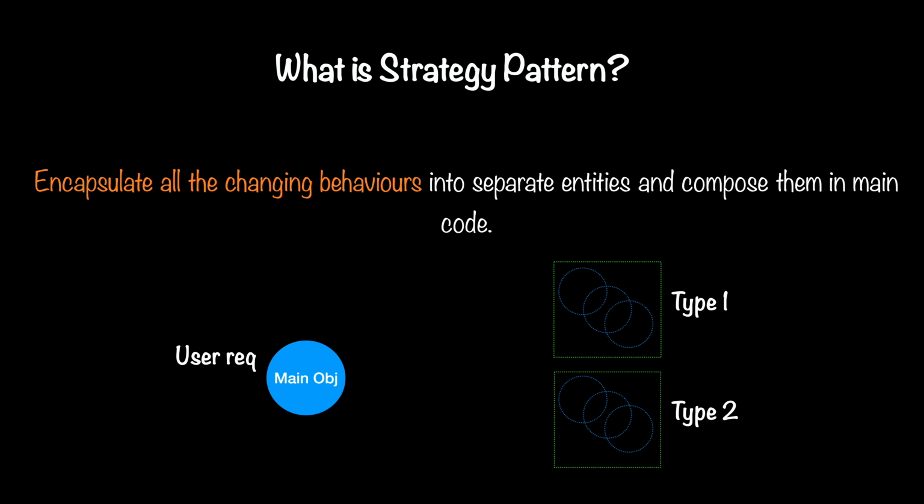Now, when there is a request from the user to the main code, the main object will choose dynamically from this set of behaviors based on the user request. So this is what strategy pattern is: the encapsulation of all the changing behaviors into their respective abstraction layers like type 1 and type 2. The strategy pattern provides runtime flexibility. That means, based on the user request, the main object will choose the particular behavior from type 1 and type 2 at runtime.